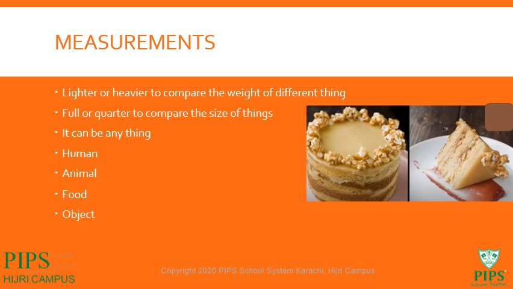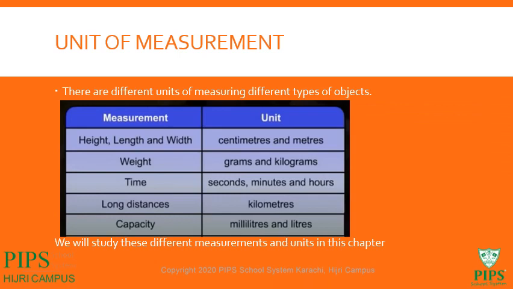To compare the size of things, we usually measure a human's height, width, an animal's height, width, weight, food, full, half, heavier, lighter, and these weights. Similarly with objects, we usually use these things to measure. So for measuring different things, we usually use units.